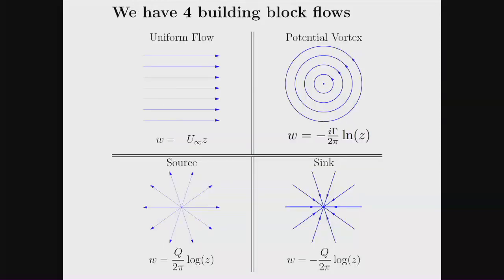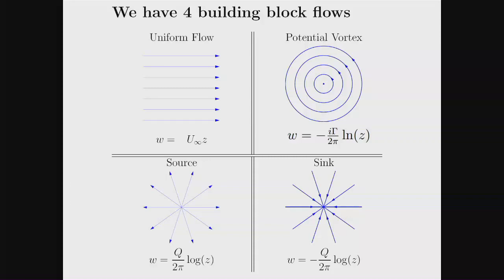All right, so far we have learned 4 basic building block flows, right? We have on the top left our uniform flow, on the right our potential vortex, and at the bottom we have our source and sink. Okay, and it's expected that you know how to derive the potential function, the stream function, and the complex potential for all these basic flows.